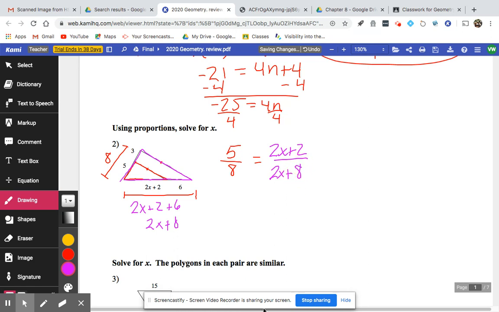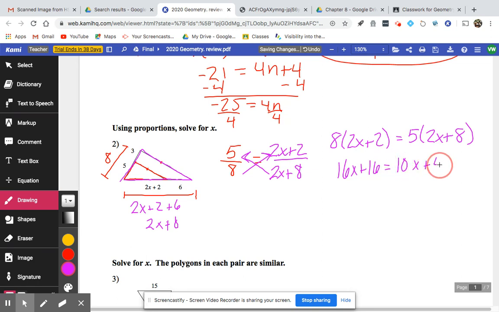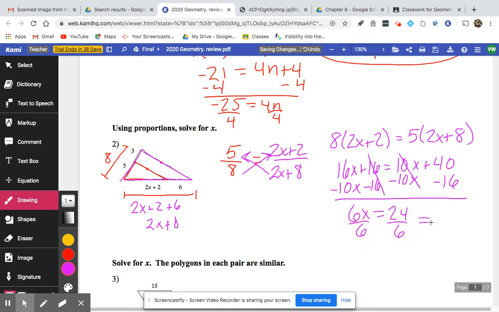And from here, cross multiply. So we have 8 times 2x plus 2 equals 5 times 2x plus 8. Distribute on both sides and then just use algebra. So we have 16x plus 16 equals 10x plus 40. I'm going to subtract 10 from both sides, and I'm also going to subtract 16 from both sides. So those go away, those go away. We're at 6x equals 24. Divide each side by 6, and you're on the home stretch. So x is 4.